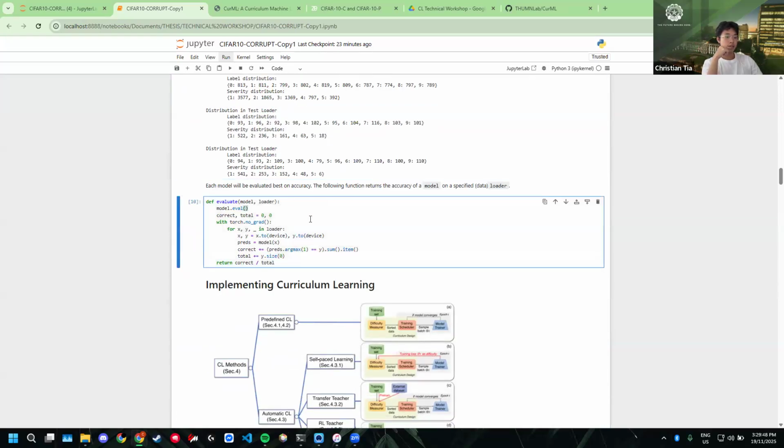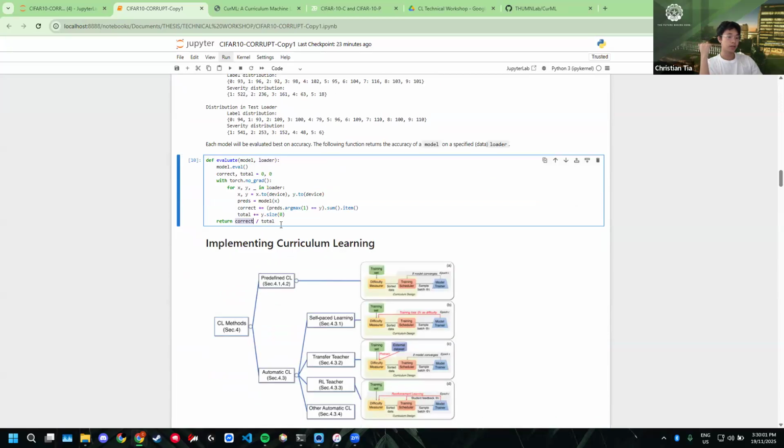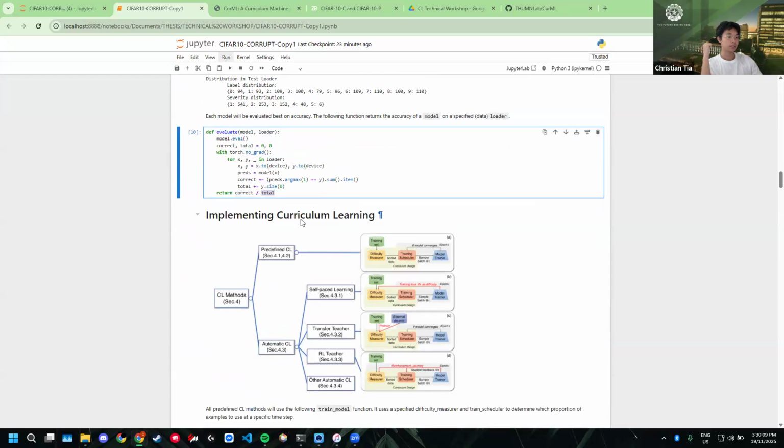Next, we can define our evaluate function. Very simple, just do a forward pass on the model using the specified data loader, and then calculate how many the model predicted correctly over the total. So correct over total. That's just accuracy.